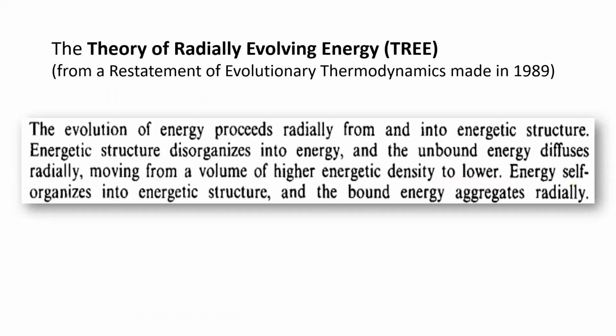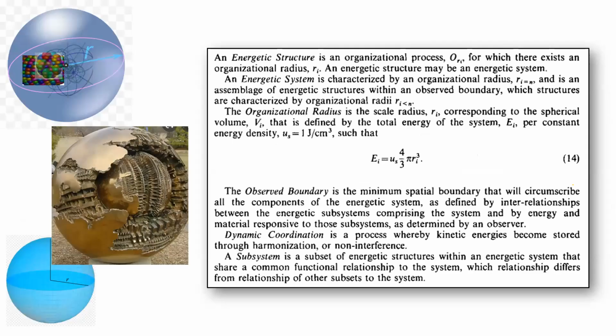So in the 1980s, I worked on a restatement of evolutionary thermodynamics. Actually, evolutionary thermodynamics didn't really exist as a phrase back then. It's still not widely recognized. But I focused on how energy proceeds radially from and into energetic structure. Energetic structure disorganizes when the system falls apart, it dies, and the unbound energy diffuses radially, and energy aggregates radially in structure.